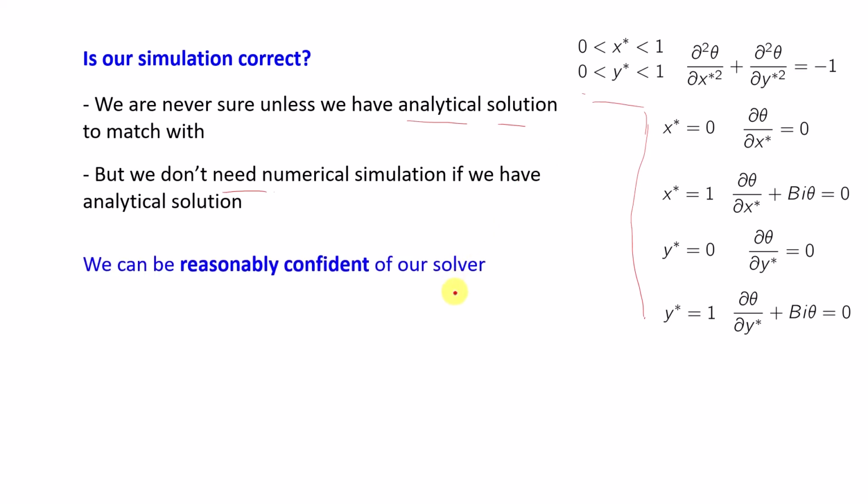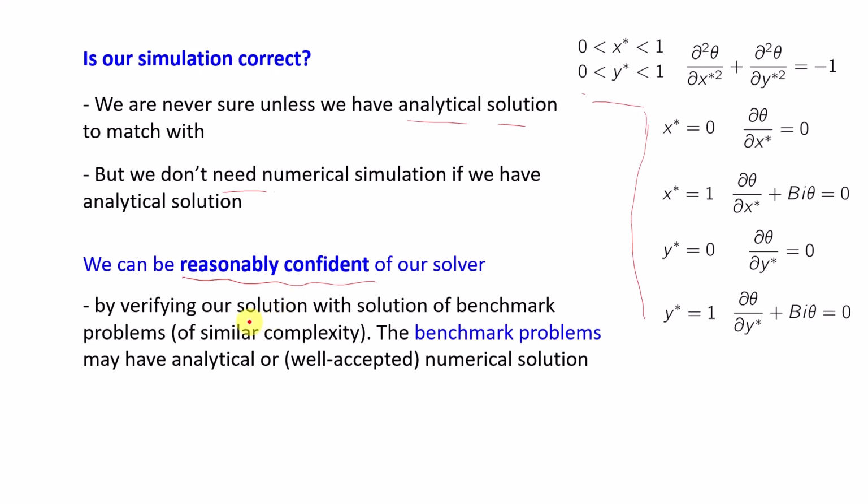So now, all we can be is reasonably confident about our solver. We will say that, yes, we hope that our solver is doing it right, but our hope is not arbitrary. Our hope is based on certain objective information. So what is that objective information? This is the most useful part of this lecture: what you can reasonably do to be more confident that we are getting the right solution.